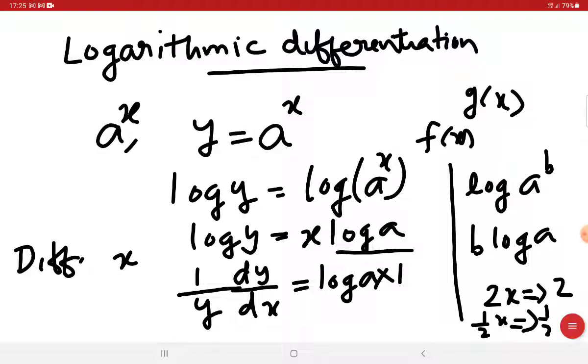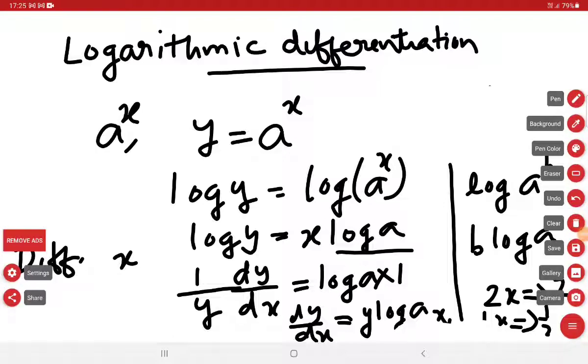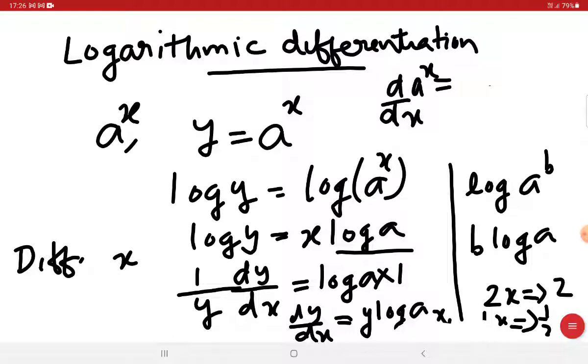Now, dy by dx is equal to y into log a, y log a. Now, replace y. What is y? y is equal to a raised to x. So, a raised to x into log a. That is, d by dx of a raised to x is equal to a raised to x into log a.